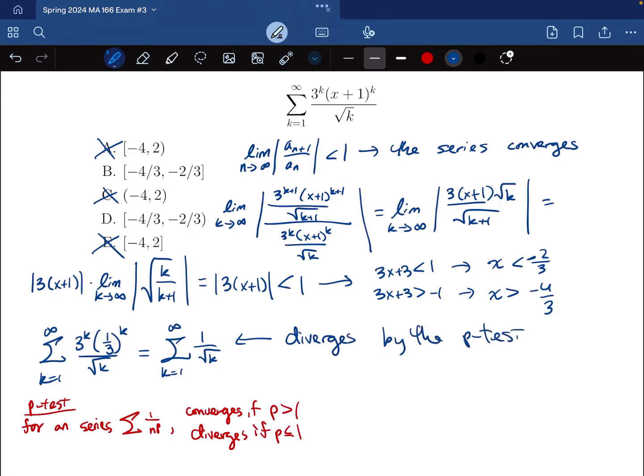So -2/3 is not in the interval. So our interval of convergence is -4/3, -2/3. Okay, so the answer is D.